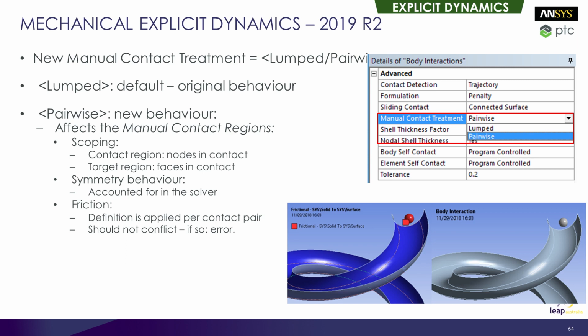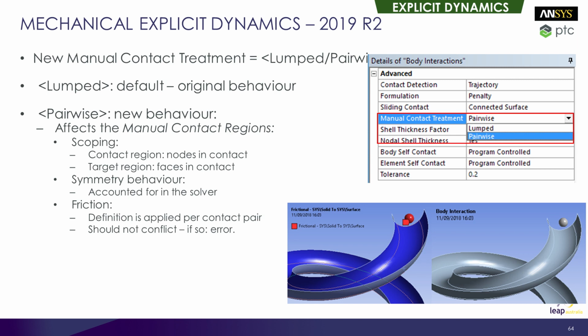And there's a new feature for controlling how the contact operates as well. With an explicit dynamics model, because there's a lot of rigid body motion and stuff crashing into other stuff, we don't always know what surfaces are going to impact other surfaces. So we just use the body interactions tool, not a manual contact definition where we select individual faces. It's much more robust.